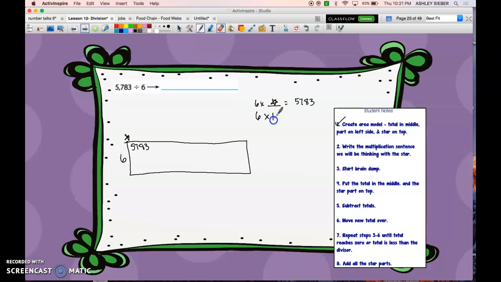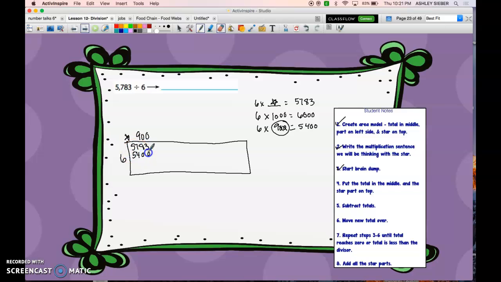So 6 times 1,000 is 6,000. It's just a little too big. So I'm starting my brain dump. This number is going to have to get a little bit smaller. I'm going to try 900. 6 times 900. I'll mark out my zeros. 9 times 6 is 54. Add my 2 zeros. That works. So I'm going to use 900. Now remember, if you don't know your 9's facts very well, maybe you go to 500 and that's okay.